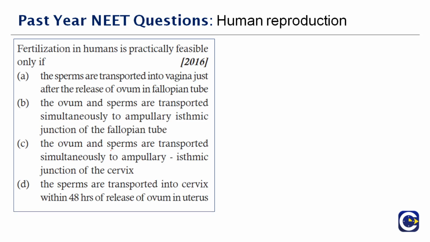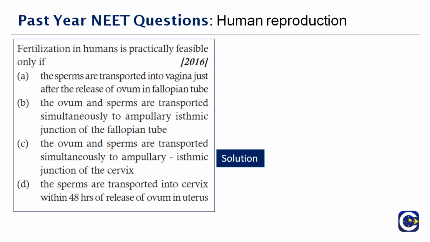Next question here. Fertilization in humans is practically feasible only if dash, and this question was asked in the year 2016. We have to analyze the statements here. The sperms are transported into the vagina just after the release of the ovum in the fallopian tube. No. The ovum and the sperms are transported simultaneously to the ampullary isthmic junction of the fallopian tube. That is right. Simultaneous process it is.